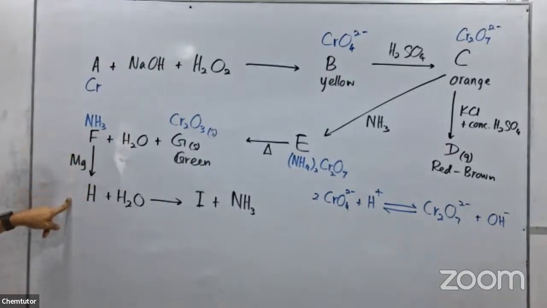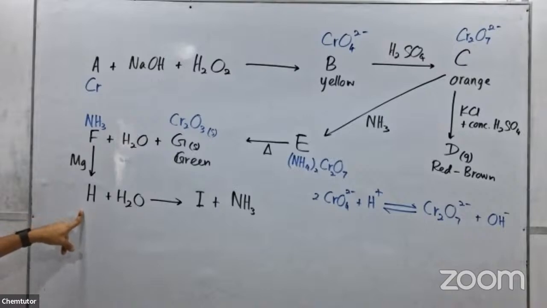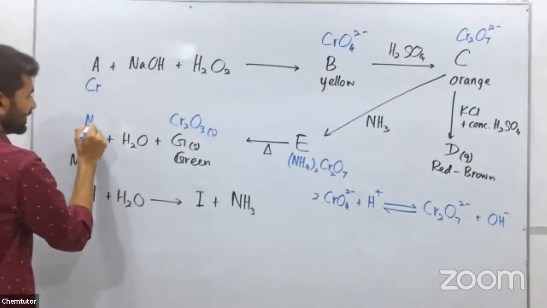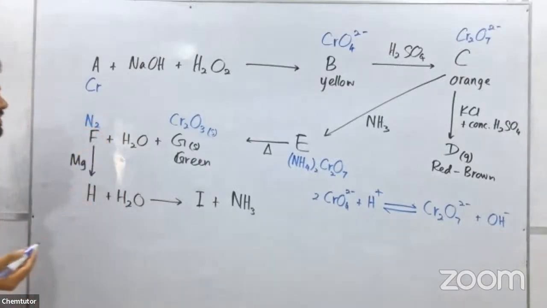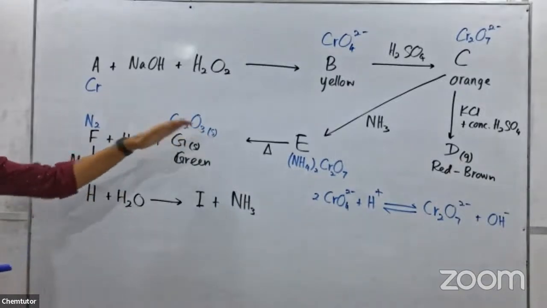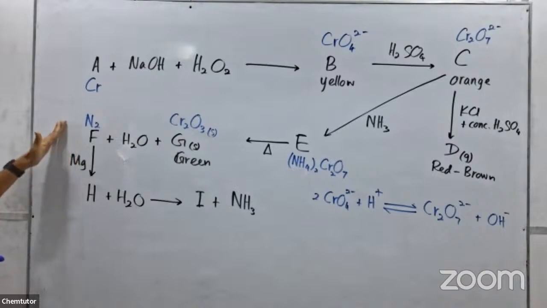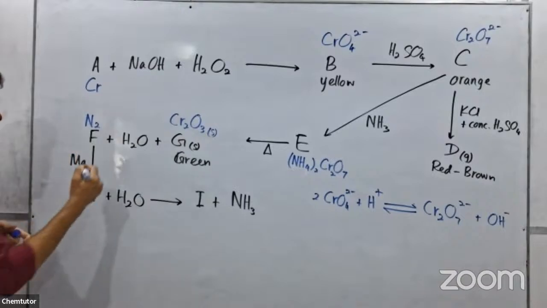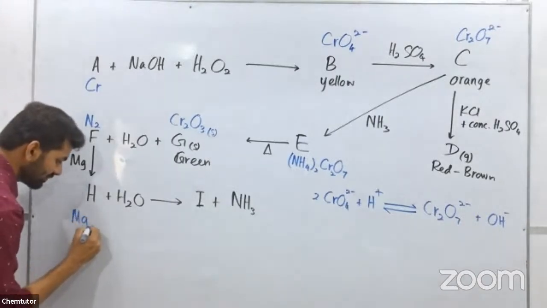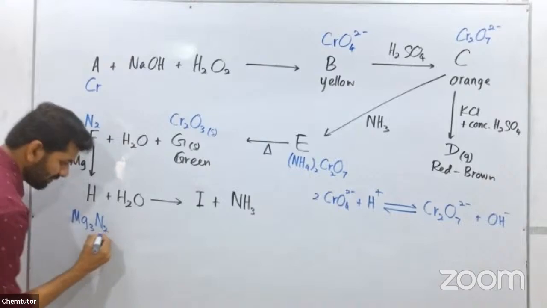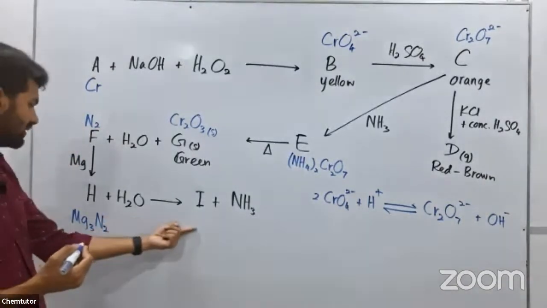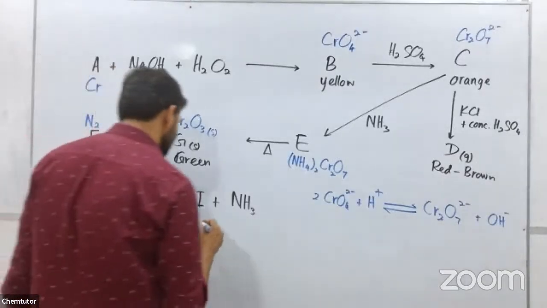Ammonia with magnesium, it will produce, sorry, not ammonia, sorry, N2. The gas is N2. That means once ammonium dichromate is thermally decomposed, it gives chromium oxide, water, and nitrogen gas. Nitrogen gas with magnesium, once it is heated, it will produce magnesium nitride, Mg3N2 solid. Once it reacts with water, it gives magnesium hydroxide and ammonia.